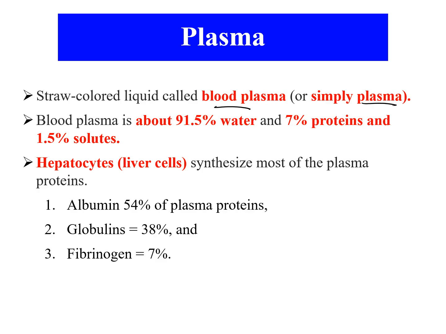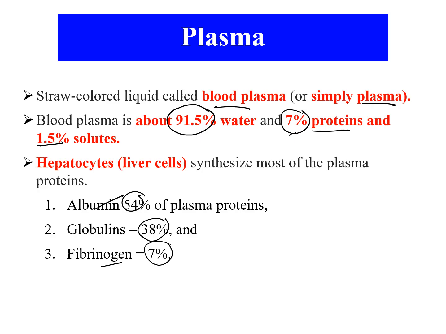Like I've mentioned before, this blood plasma is made up of 91.5% water, 7% proteins, 1.5% solutes, and I've given examples of different solutes: electrolytes, nutrients, gases, and so on. My main concern here is that we want to talk about the proteins. There are three important proteins that I want us to talk about. We have albumin, which makes up 54% of that 7%. We have globulins, which make up 38% of the 7%, and fibrinogen, which makes up 7% of that 7% of proteins.